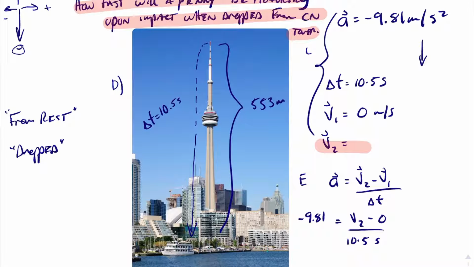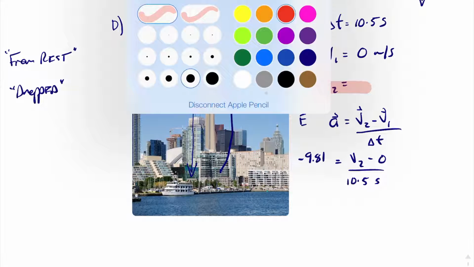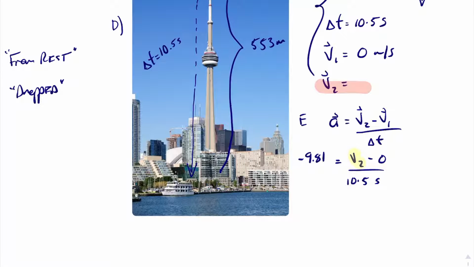Now we have to rearrange this so that we can isolate for our desired variable, and that of course is v2. We want to get rid of the 10.5. The v2 is stuck to the 10.5 through division, so we're going to do the opposite function to isolate it. And whatever we do to one side, we have to do to the other side. So these cancel to 1. And if I rewrite this formula just so it looks a little nicer, we have 10.5 multiplied by negative 9.81.